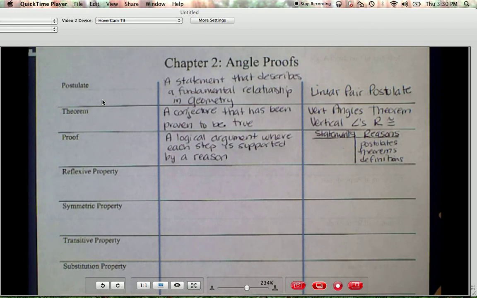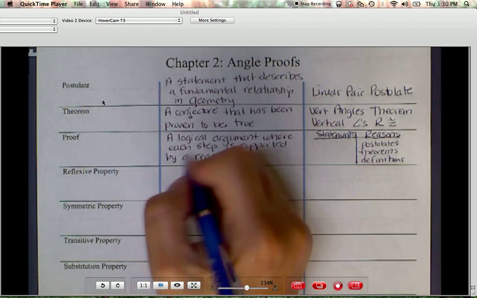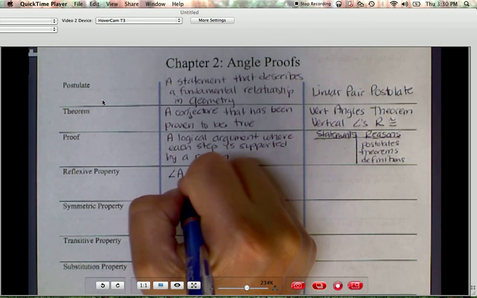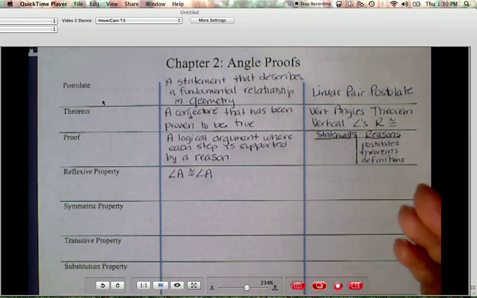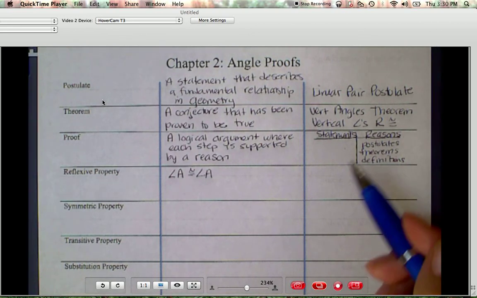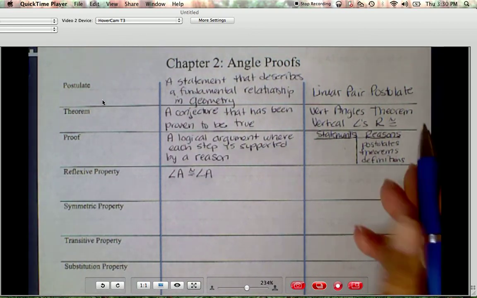Now, there are some properties that we need to be familiar with. You may have learned them in pre-algebra or in 8th grade math. You may have not. The first one is called the reflexive property. What do you think of when you hear the word reflexive? You're thinking of reflection, probably. And that's a great way to think about it, because reflexive property says that angle A is congruent to angle A. And that seems silly that you would have to state that an angle or that anything is congruent or equal to itself. But when we're working in proofs, we may have to use this step. We actually use this step often.